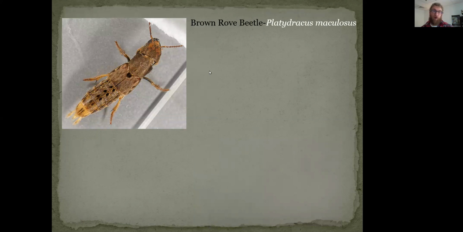Another one, the brown rove beetle. I wanted to put this up here because rove beetles are really neat. They've got these short elytra here, so it looks very strange, just an exposed abdomen here. But they also actually have their wings folded up underneath them, so it's like unfolding a tent when they fly. They're mostly going to be eating either dead animals or fungus.